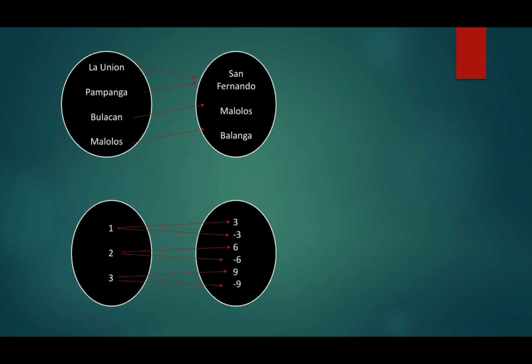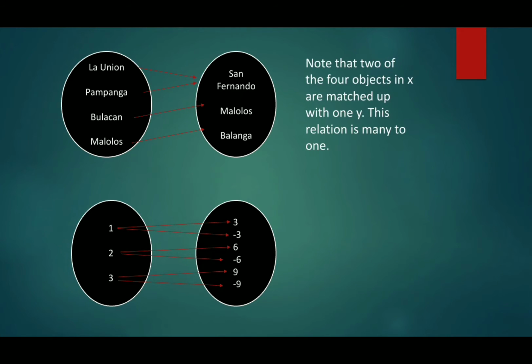Okay, another one. La Union, Pampanga, Bulacan, Malolos on the X side. And the Y side, San Fernando, Malolos, Balanga. Note that two of the four objects in X are matched up with one Y. This relation is many-to-one. La Union and Pampanga, there are two of them but their capital is just one, which is San Fernando, the same name. So, many-to-one, two to one.